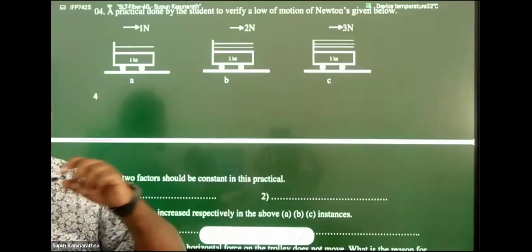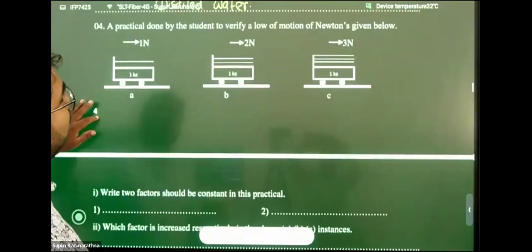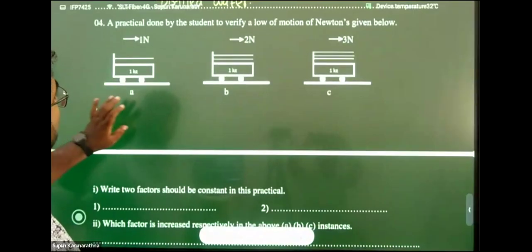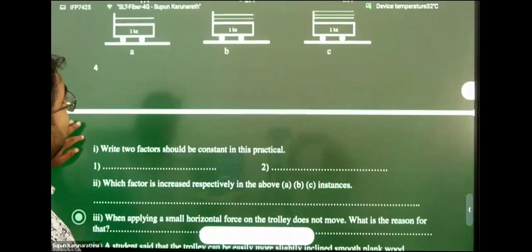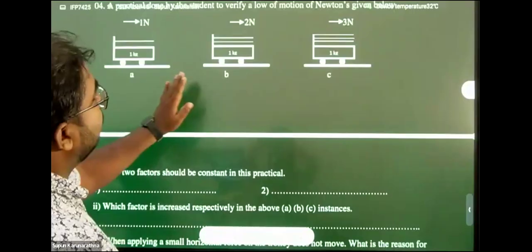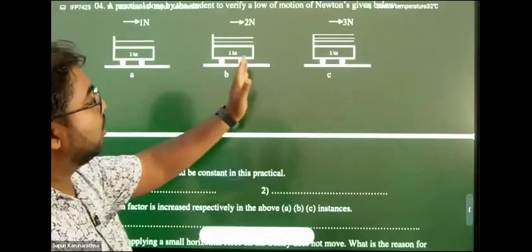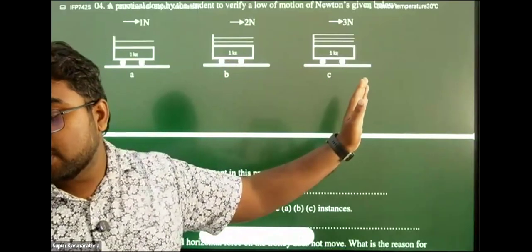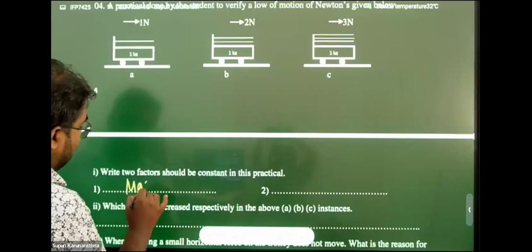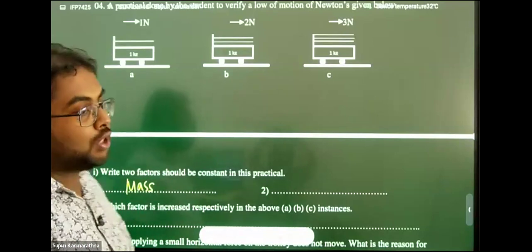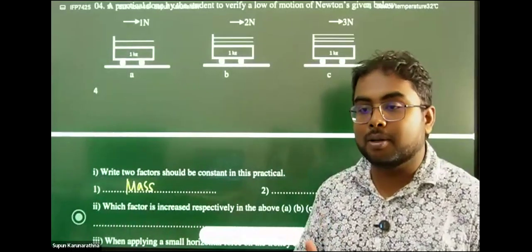So okay, let's go to the next question. A practical done by the students to verify Newton's law of motion is given below, A, B, C. Write the two factors that should be constant in this practical. You can see the factors in the diagram. You can see 1 kilogram, 1 kilogram, 1 kilogram. So the mass is constant. One of the factors is mass. What do you think the other factor that should be constant is?